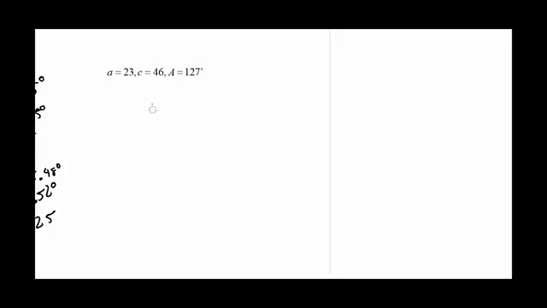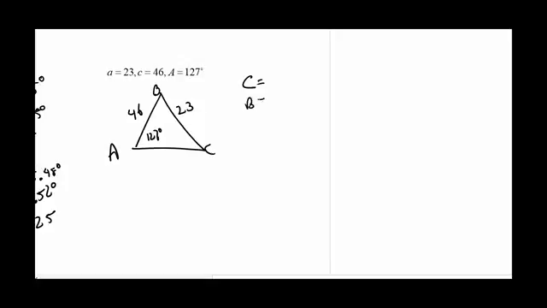Okay, so in this picture, again, I'm going to start with a very ambiguous, I don't know what you look like case. So fill in what I know: 23, 46, and this is 127. I need angle C, angle B, and side B. So I'm going to use law of sines to find angle C first. Sine of 127 over 23 equals sine of C over 46.